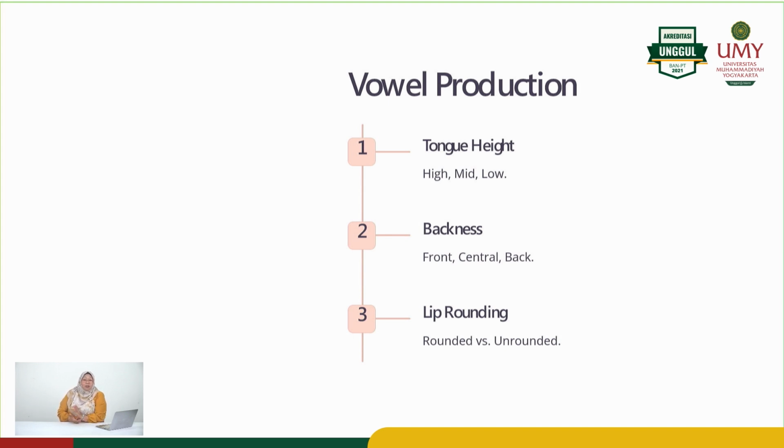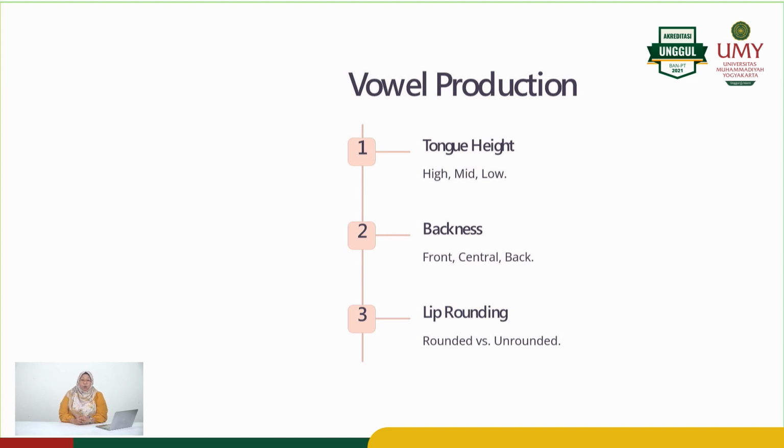Okay, vowels are different from consonants. Now let's talk about vowels, yeah? Because they don't have complete obstructions. Instead, we classify them based on tongue height, tongue backness, and lip rounding. Try saying E versus O. Your lips change in shape, right?